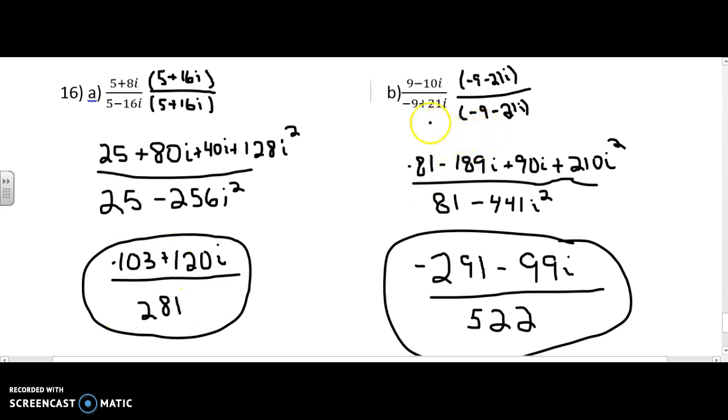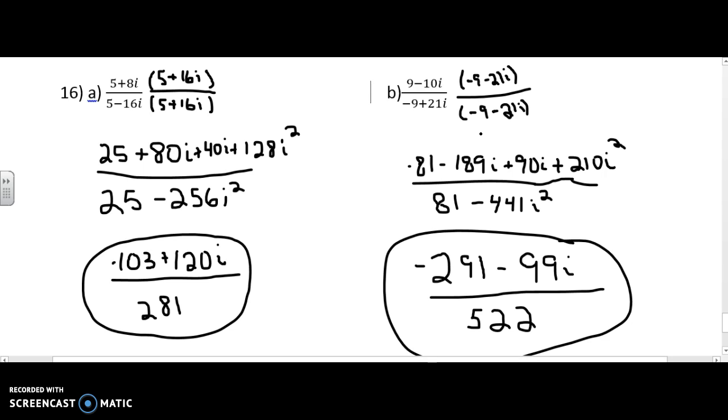Over here, I'll do the same thing. I have -9 plus 21i. I'll multiply by -9 minus 21i. Remember, the reasoning behind the complex conjugate is that when we multiply by it, we will always end up with a real number because we're creating a difference of squares. We are creating that middle term disappearing.